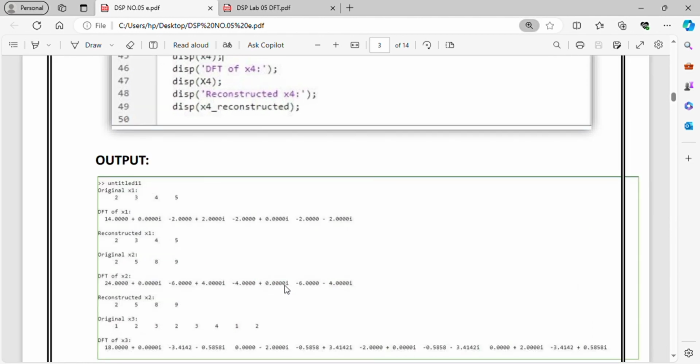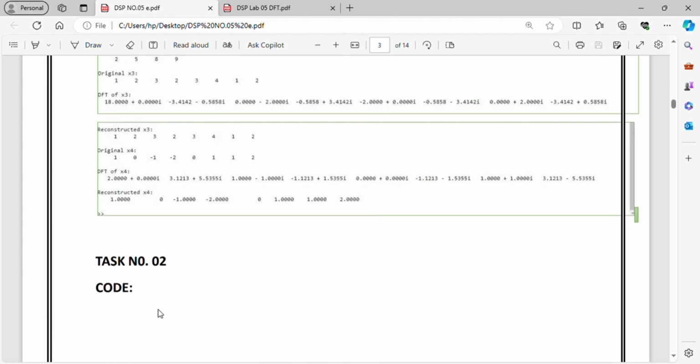For x1, the original signal is 2, 3, 4, 5. The discrete Fourier transform of x1 is 14, 0.000, minus 2 plus 0.000 i, and the reconstructed signal of x1 is 2, 3, 4, 5. The original signal of x2 is 2, 5, 8, 9. The discrete Fourier transform of x2 is given, and the reconstructed x2 is also 2, 5, 8, 9, same as x3 and x4.